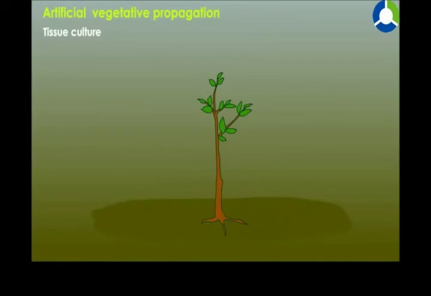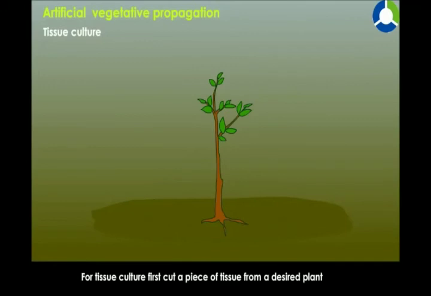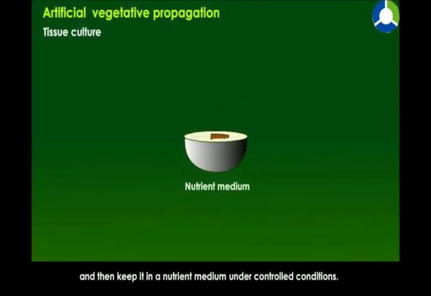The next method is tissue culture. It is a modern method of vegetative propagation. Let us understand the steps in this process. For tissue culture, first cut a piece of tissue from a desired plant and then keep it in nutrient medium under controlled conditions like temperature.